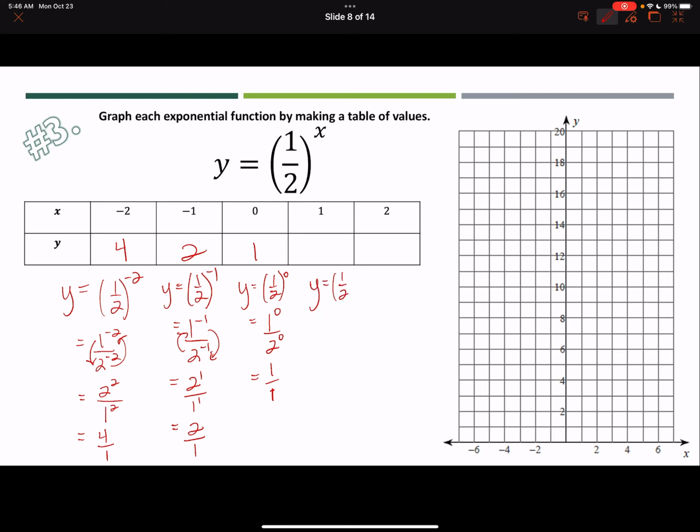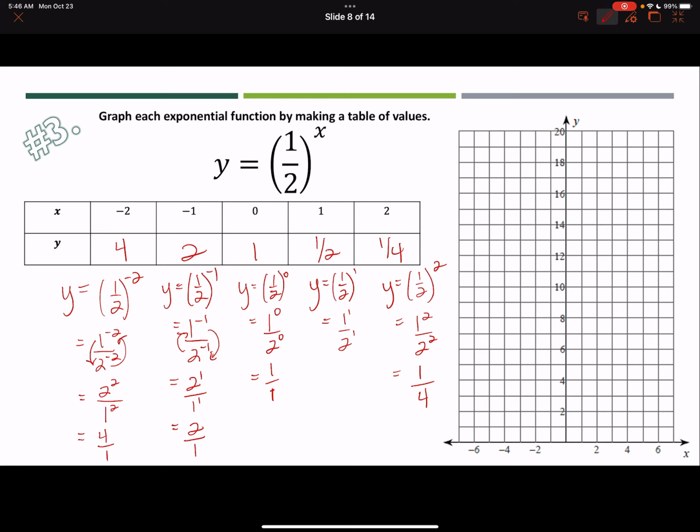All right, how about 1/2 to the first? So anything to the first power is just itself. Or I could think of it like 1 to the first over 2 to the first. So this is going to be 1/2. And now when I plug in 2 for x, I'm going to raise the top to the second power and the bottom to the second power. 1 squared is 1 times 1, which is 1. 2 squared is 2 times 2, which is 4.